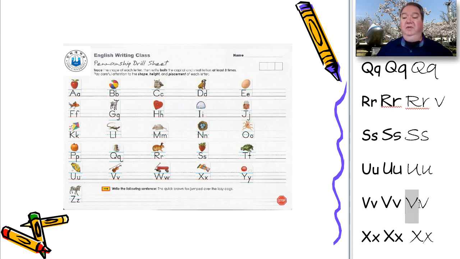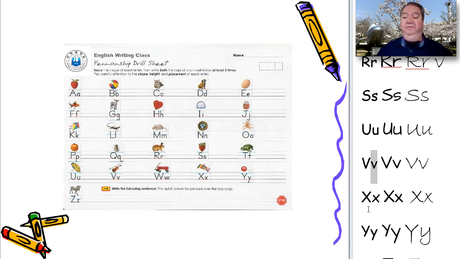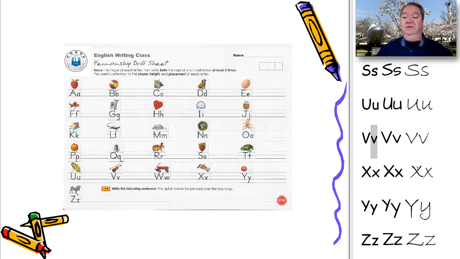They did the same thing with the V, so make sure that you have a clear difference between your uppercase and lowercase, okay? And again, make sure a U is round at the bottom. V has a very sharp point at the bottom. X, again, size difference. Again, this font does not look good.